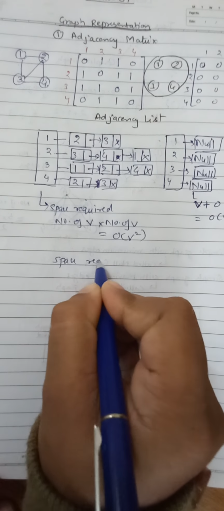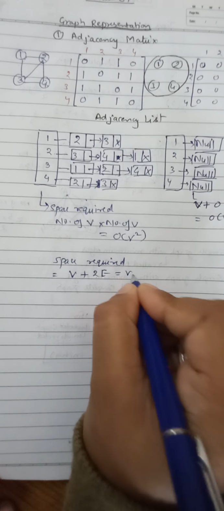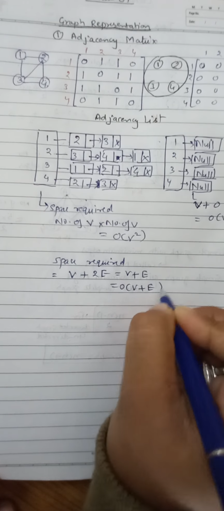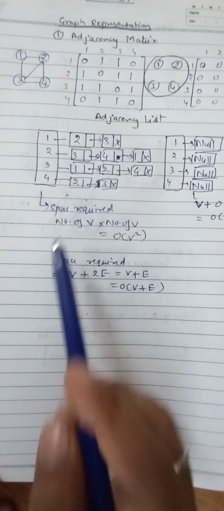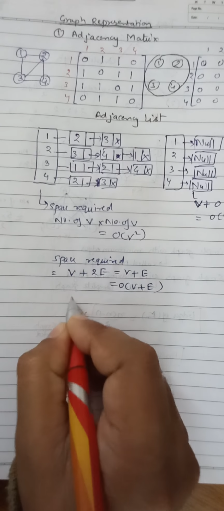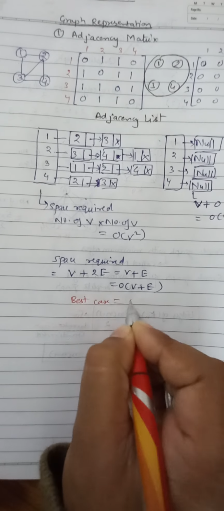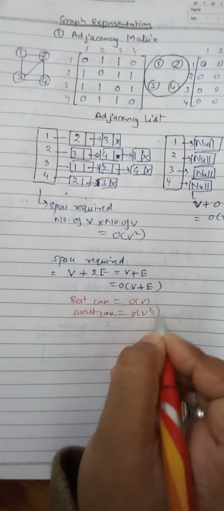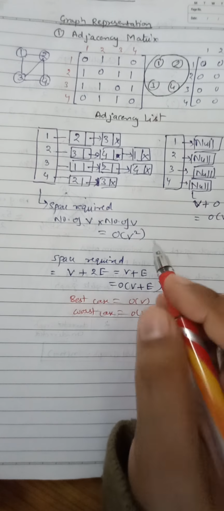For the adjacency list, the space required is equal to vertices plus 2e, or we can say vertices plus edges, or order of vertices plus edges. Here vertices and edges both. So we can say the best case will be order of V, and the worst case will be order of V square in respect of this.